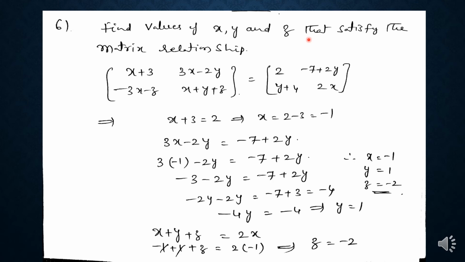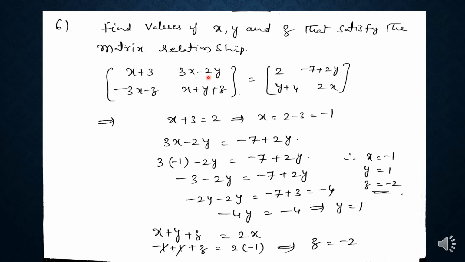By equating two matrices, we have given the two equal matrices. By equating the corresponding elements, that is x plus 3 is equal to 2, first row first element is equal to first row first element. X plus 3 is equal to 2, so x is equal to 2 minus 3, that is equal to minus 1.